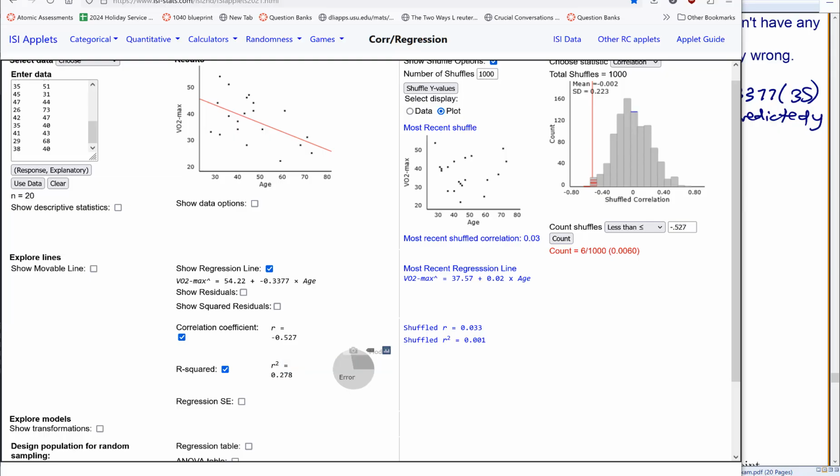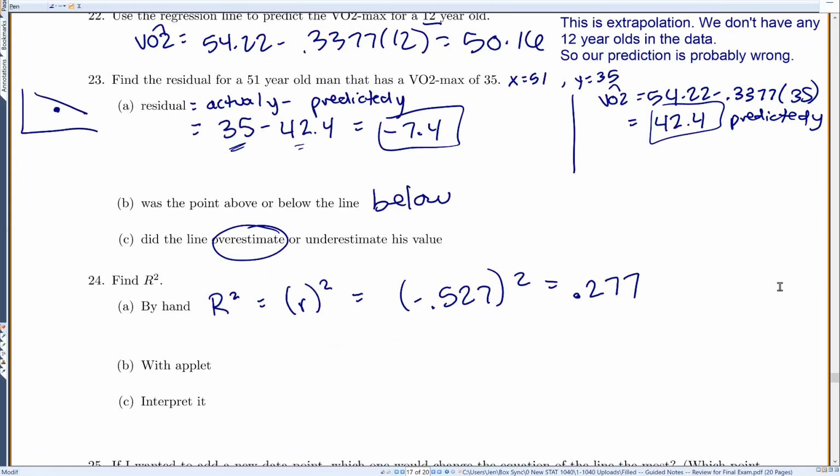Notice this little circle. Okay, it's telling you this light gray is how much error I have, how much I can't explain. And the dark gray is the model. That's how much I can explain with my model. So it said 0.278. It just rounded differently than I did.